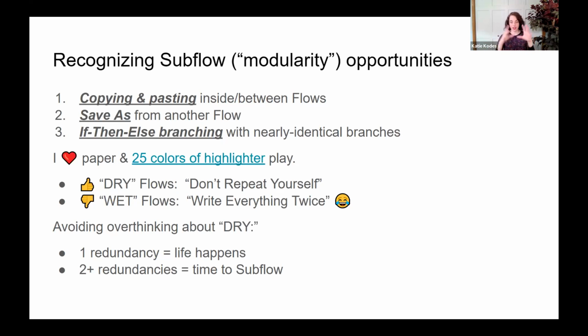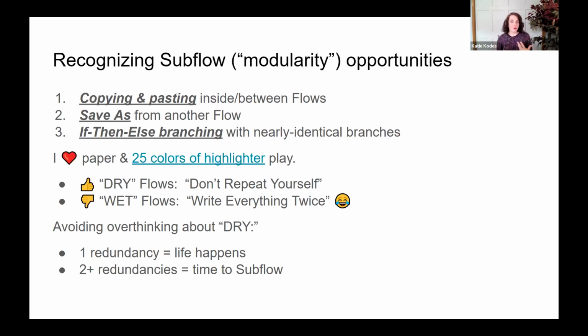Sometimes I actually take screenshots of my flows and I print them onto paper, and I take my many colors of highlighter and I start circling things that look the same and thinking about whether they would be a good idea to break out into subflows. And again, you don't even have to limit it to just one subflow. You can start putting subflows inside of subflows if that helps you feel organized and like you've got that benefit of write it once, edit it once, it updates everywhere.